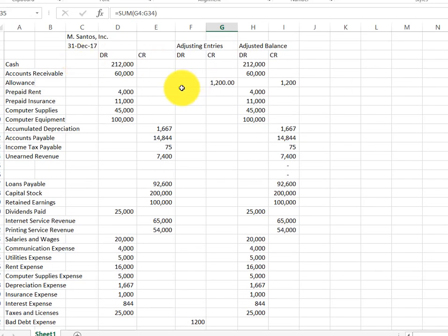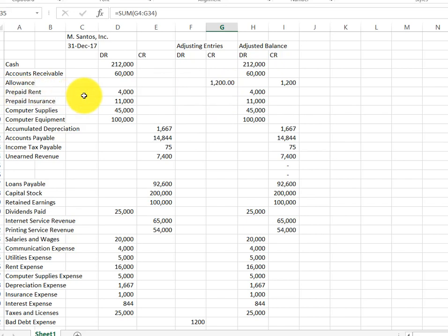Now, if there had been an allowance here, we would figure out what it should be and then make the adjusting journal entry for the difference to get it to, in this case, it was 0. We knew it should be 2% or 1,200, and so we make the adjusting entry for the whole 1,200.